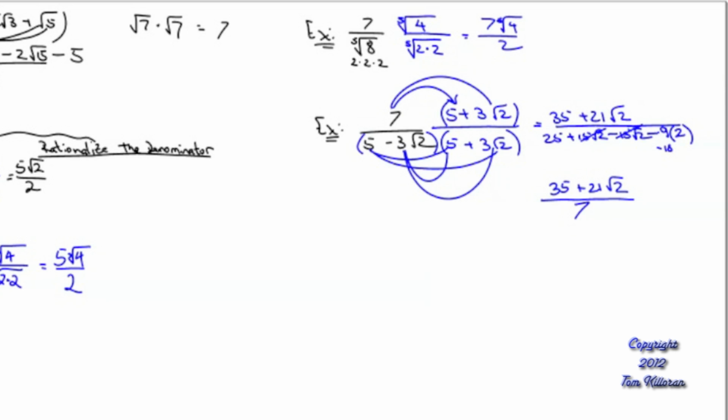What property allows you to do that? I'm doing it to both of them. Wow, distributive. Remember what I said about the 7 in the bottom? You can write it as 1/7 times 35 plus 21 square roots of 2. That's the distributive property. So 35 divided by 7 is 5. 21 divided by 7 is 3 square roots of 2.